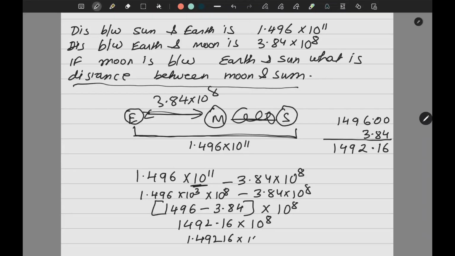1.49216 into 10 to the power. How much did I jump? 1, 2, 3. So 8, 9, 10, 11. So this is my answer. So this is how they can put it in application format where there is a use of exponent. So don't get scared when you see big numbers or statements like earth is there, moon is there, plant cell is there. It's simple. Read the question, understand and then approach.